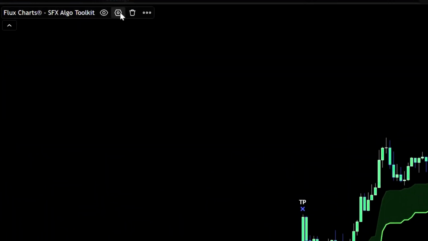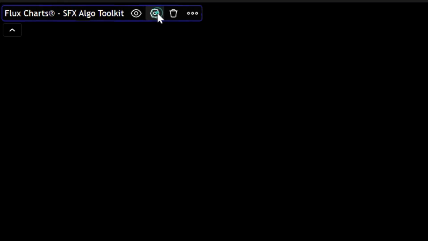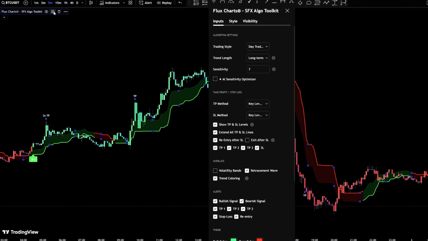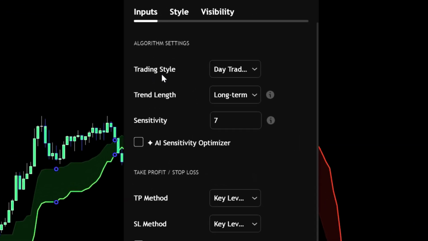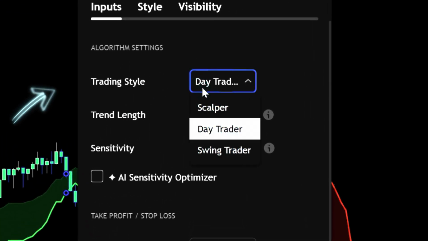Alright, let's dive into the settings for this indicator, Flux Charts SFX algo, and I'll walk you through it step by step so you can see exactly how it works, especially if you're new or still finding your footing in trading. In the indicator settings window under the input section, you've got a spot called Trading Style with 3 choices: scalper, day trader, or swing trader.